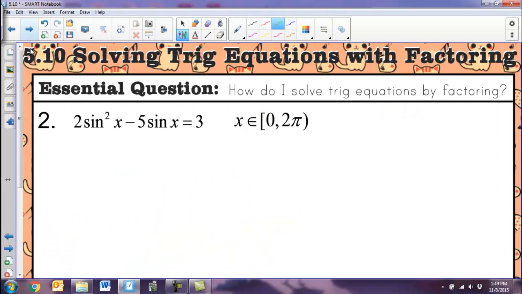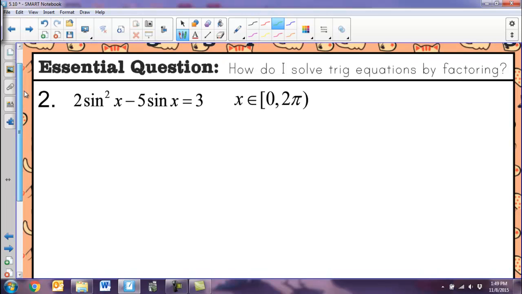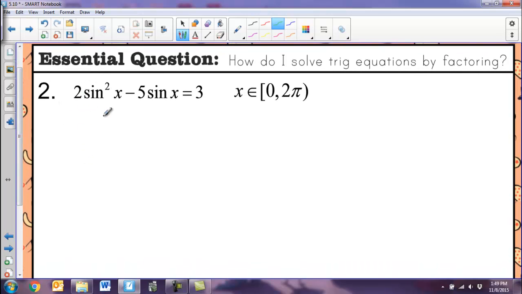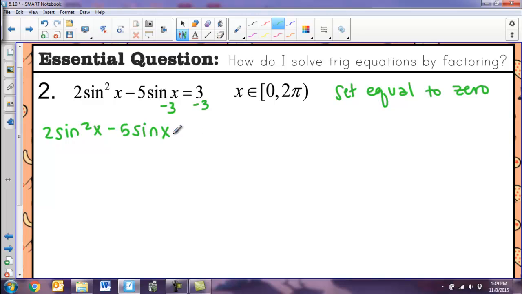So let's look at one that is actually a straight factoring thing, and we saw this when we were doing identities. So I have 2 sine squared x minus 5 sine x equals 3, and we want it within this range. So we want to, again, set this equal to 0. In order to use your zero product property, it has to say equal to 0. So I'm going to go ahead and subtract 3 from both sides. So I get 2 sine squared x minus 5 sine x minus 3, because none of those are like terms, equals 0. And that's what you want to happen.